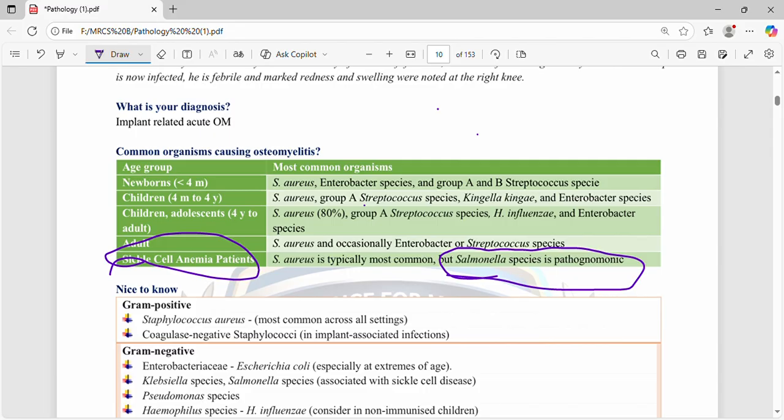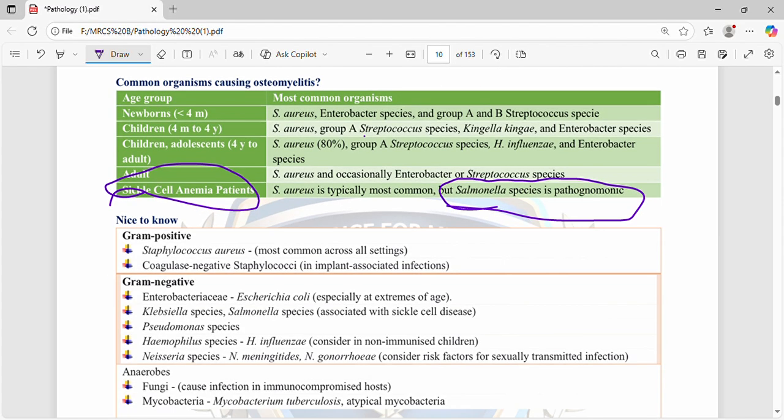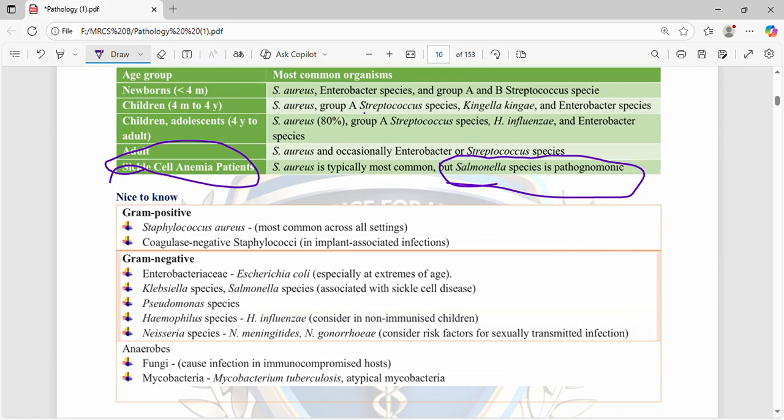So Staphylococcus aureus is the most common across all settings. Coagulase-negative staphylococci, for example Staphylococcus epidermidis, are found in implant-associated infections. Overall, the most common is Staphylococcus aureus, but in implants we have coagulase-negative staphylococci.